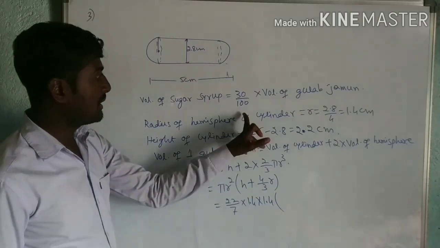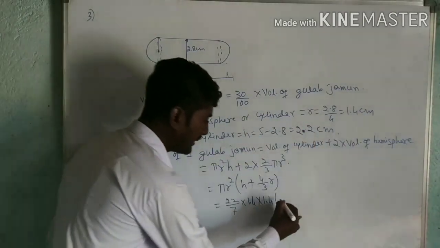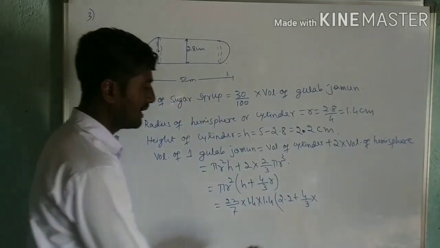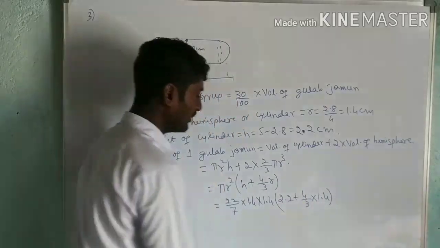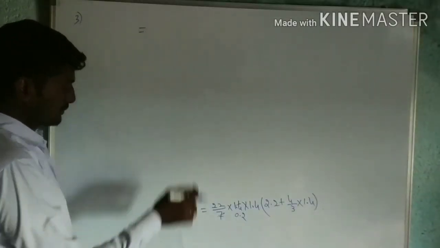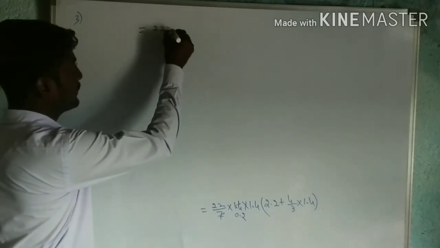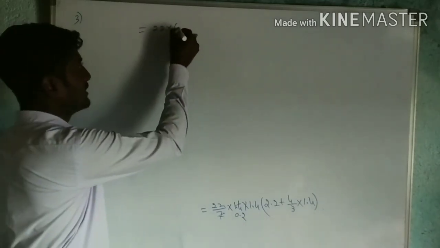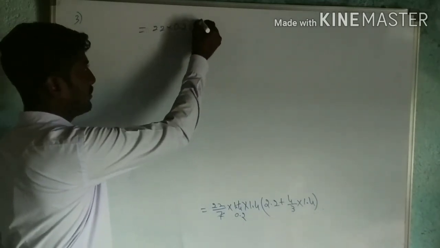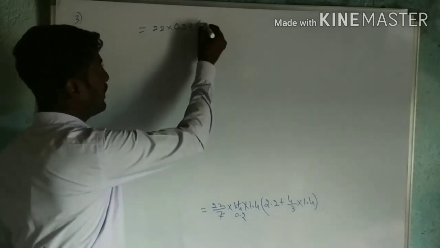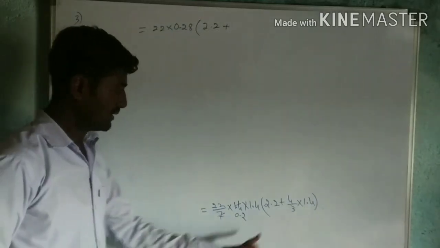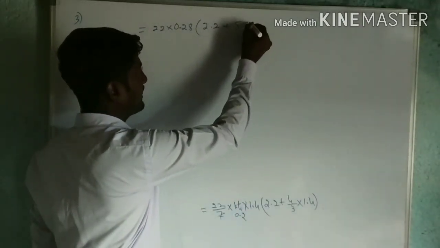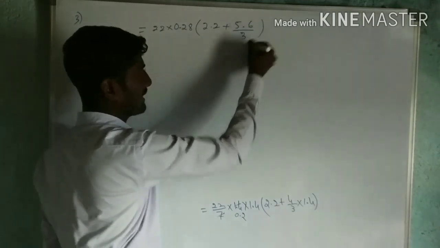So h value is how much? H value is 2.2 plus 4 divided by 3 into r value again. R value is 1.4. This is equal to 22 into 0.2 into 1.4. 14 twos are 28. It means 0.28 inside. 2.2 plus 14 into 4, that is 56. 1.4 is there, means 5.6 divided by 3.